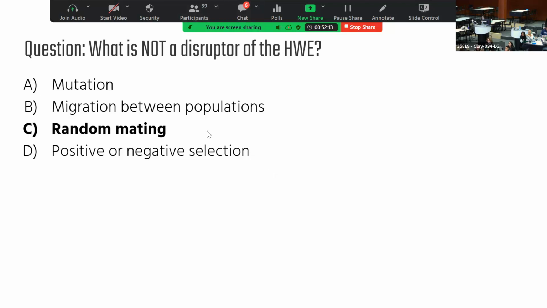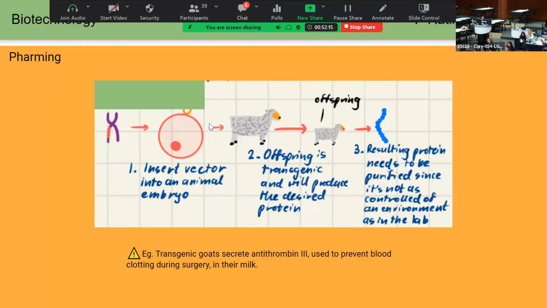Yes, good. So you actually need random mating. Lovely. Okay, next one. This one I won't go through as much. You can read through it, but it's important to know the different types of biotechnology.